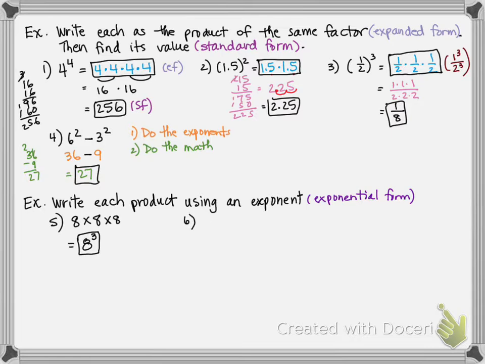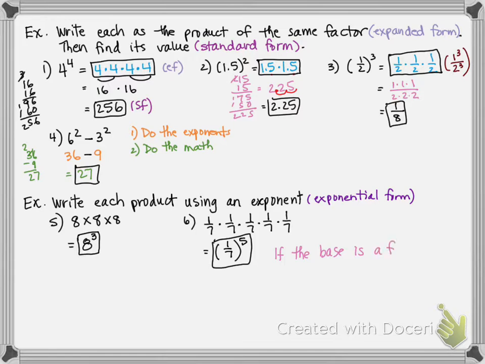Last one. Let's say we have 1/7 times 1/7 times 1/7 times 1/7 times 1/7. The base, the number that's getting multiplied by itself repeatedly, is 1/7, and all I need to do is count up how many times: 1, 2, 3, 4, 5. And there's your answer.